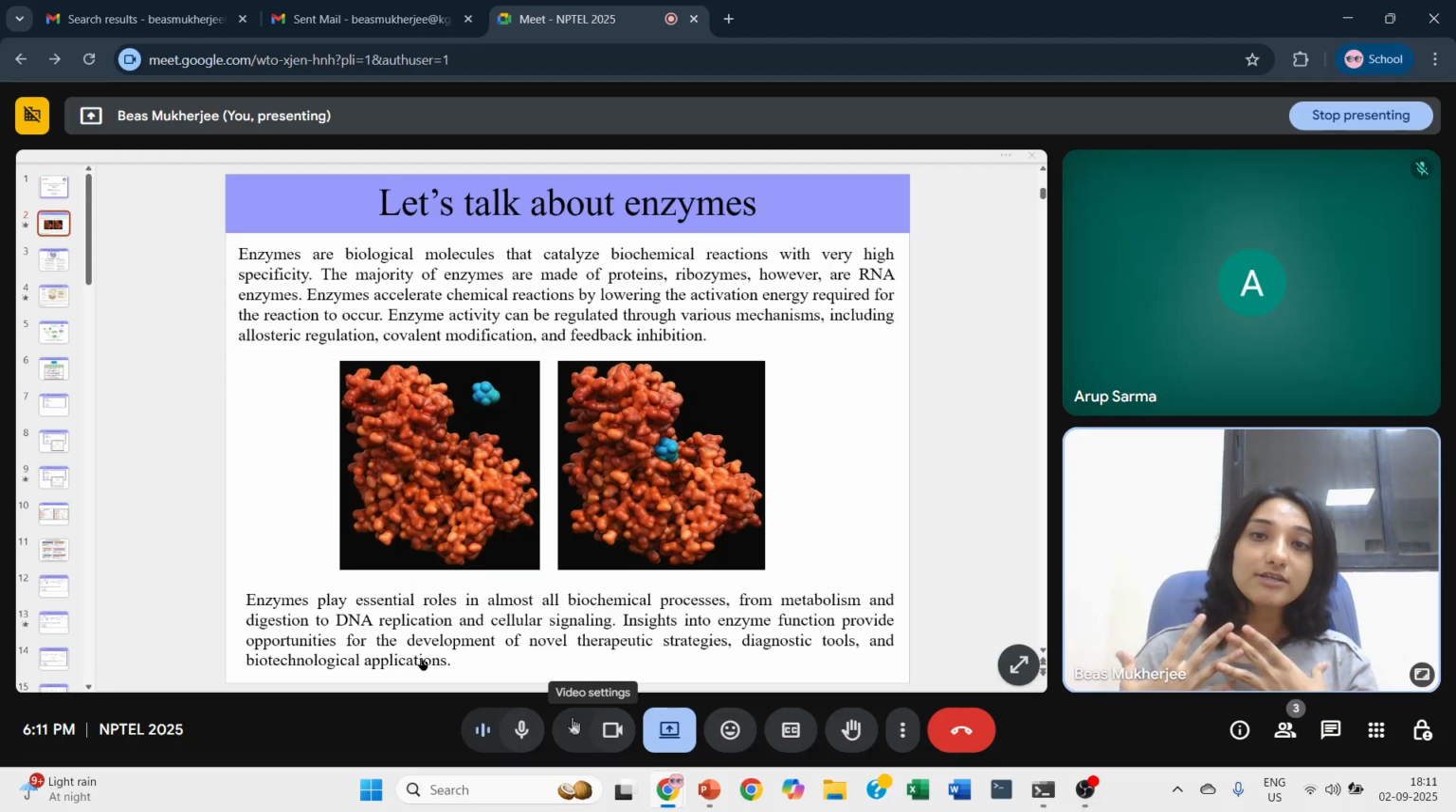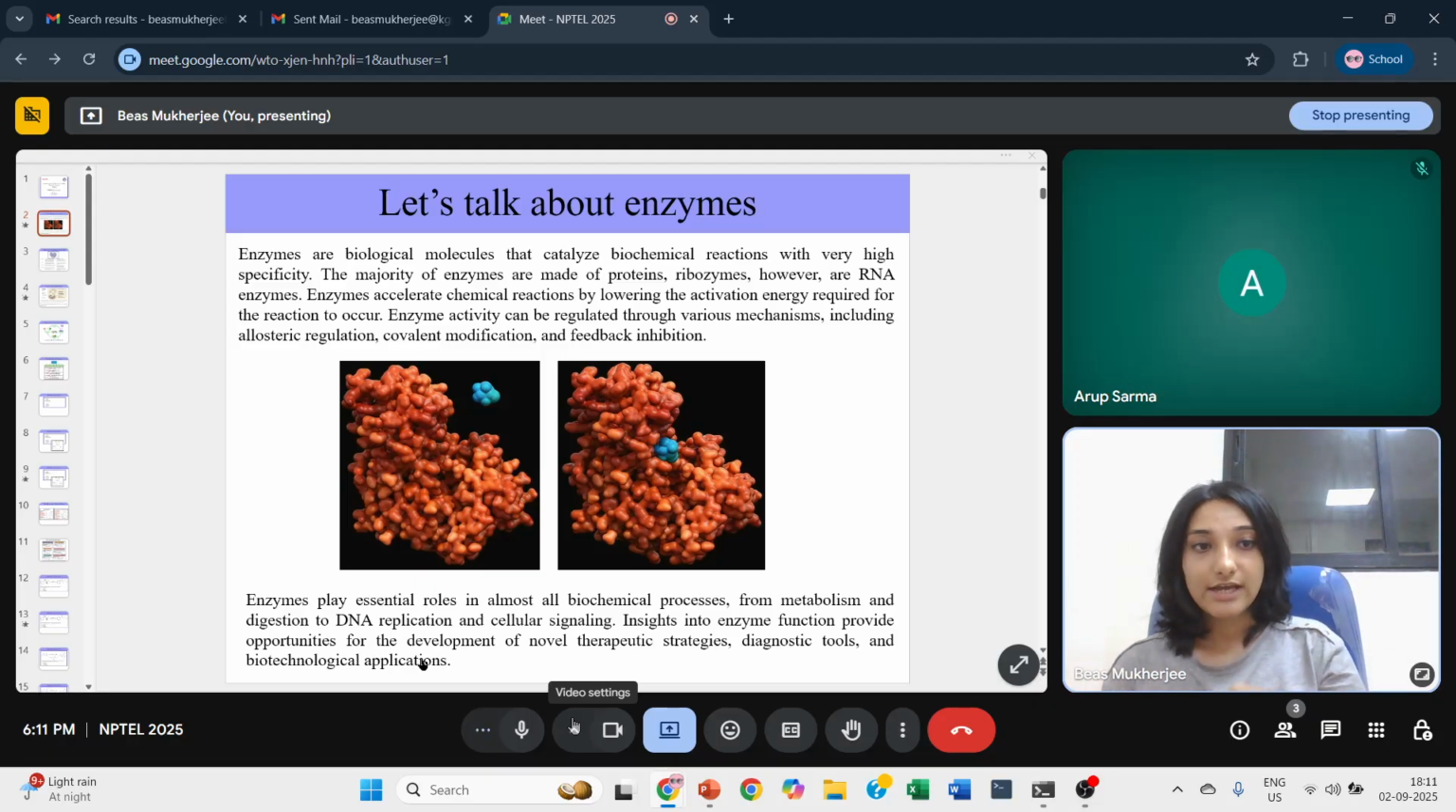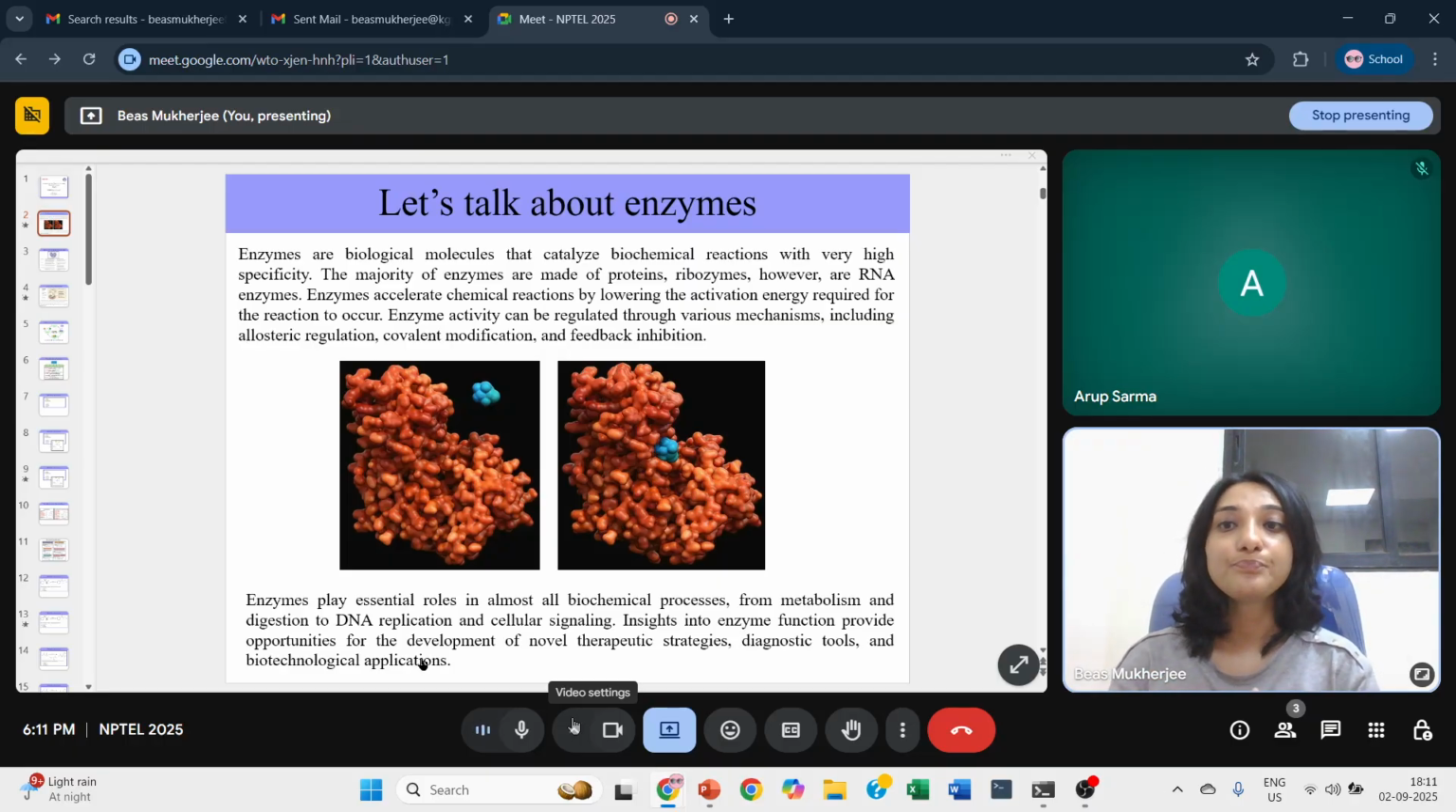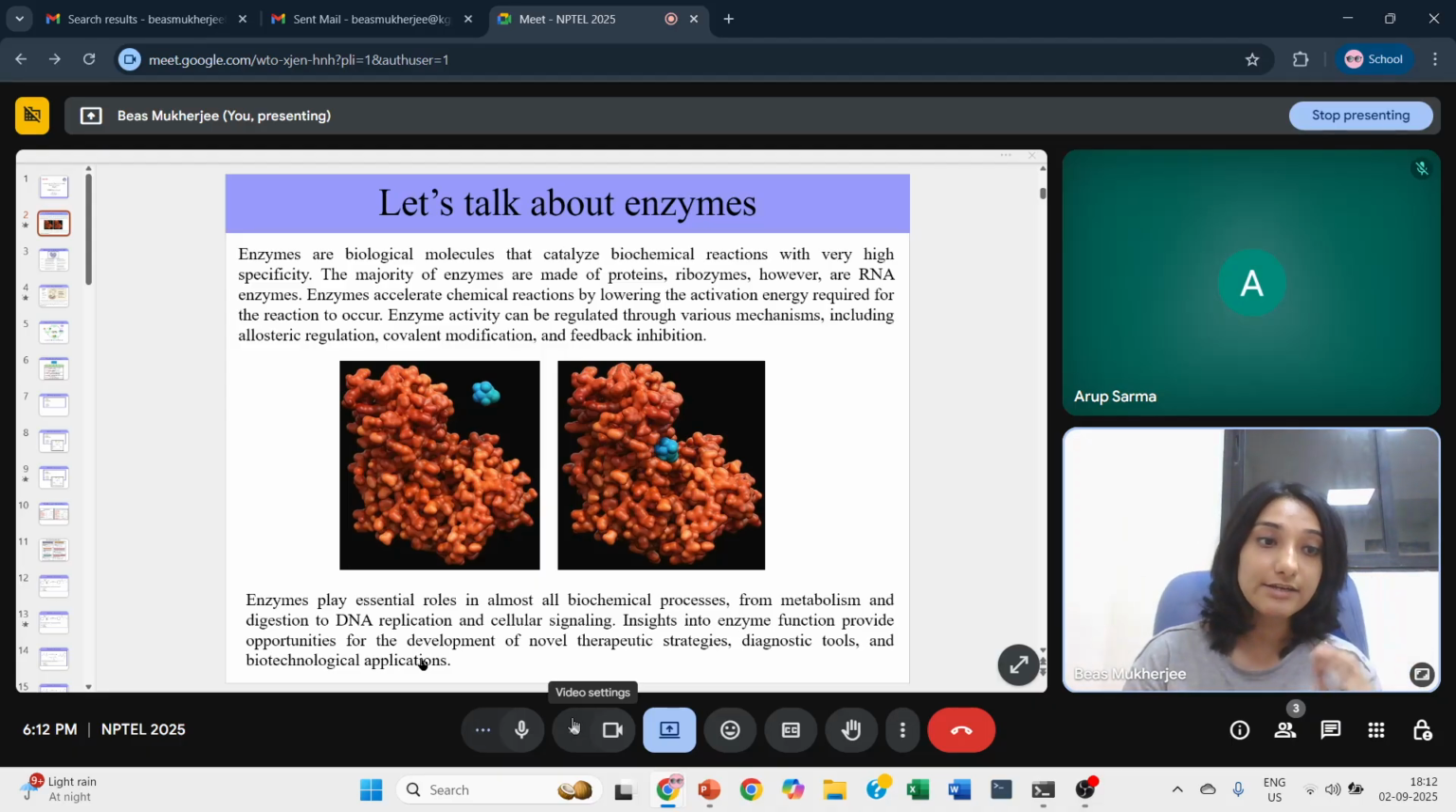Now you guys have already learnt about enzymes possibly in school or in college, right? So we will just brush up on these concepts quickly and then we'll get into the parts that will be new to you. Enzyme activity can be regulated through various mechanisms including allosteric regulation. Now in our last class we were talking about allosteric regulation. Then there can be covalent modification in the enzyme which influences its structure, folding and function. Okay, and then there can be feedback inhibition.